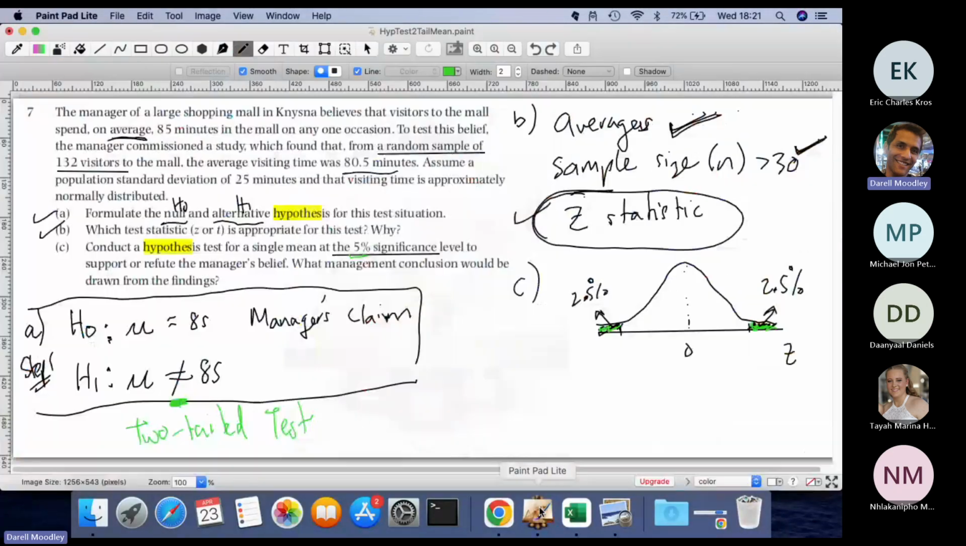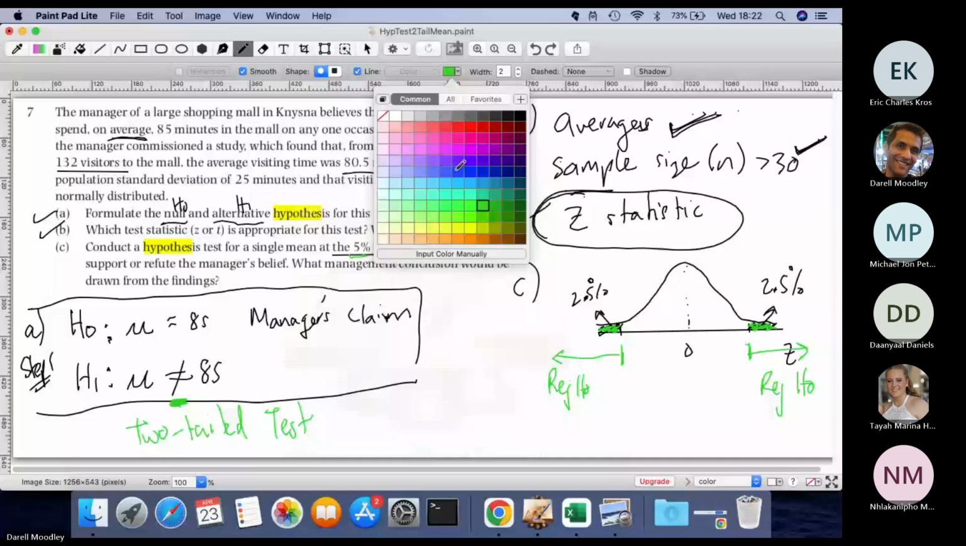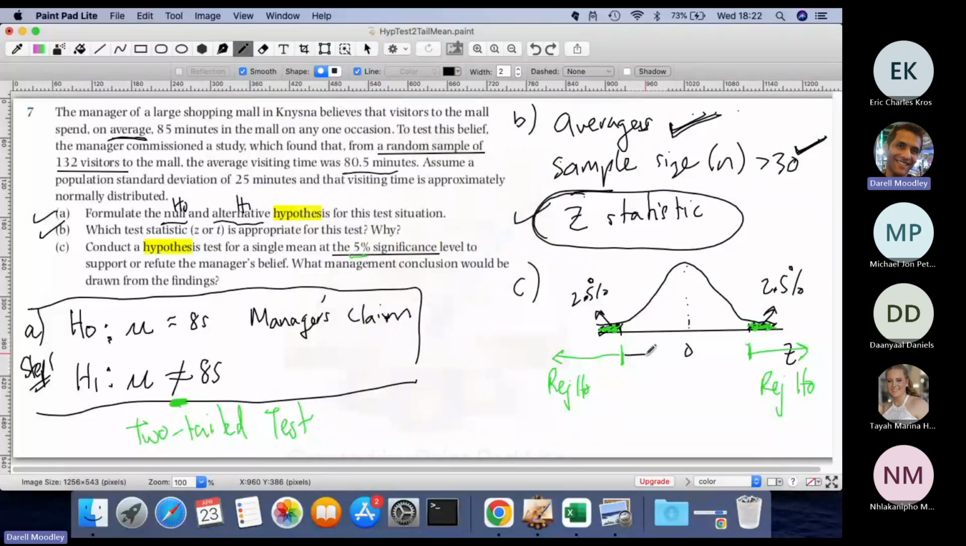Okay, so that's a sketch of this curve. And like I was saying, these extremes on the left and on the right, that is your rejection region. So that means anything from here and to the left, we reject H0. And the same here. Anything from here and going off to the right, we reject H0. But anything in between, we accept H0.